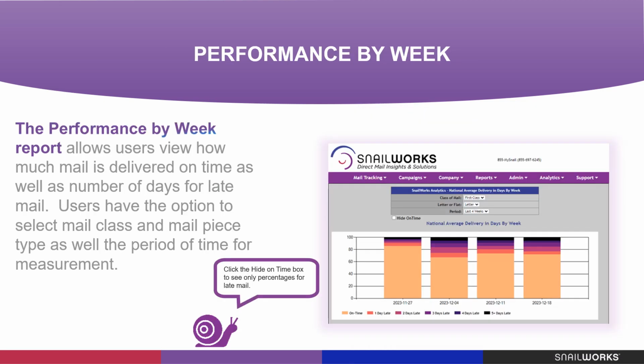The Performance by Week report has a few different options. First, you will select your class of mail as well as the shape of your mail piece, and you will go ahead and select the number of weeks that you want to receive measurement for. And then you'll see what you get back is a graphical representation week by week of how much of the mail is delivering on time versus how much of the mail is being delivered late and the number of days late. And the colored legend is very similar to the one that's used on the state maps.